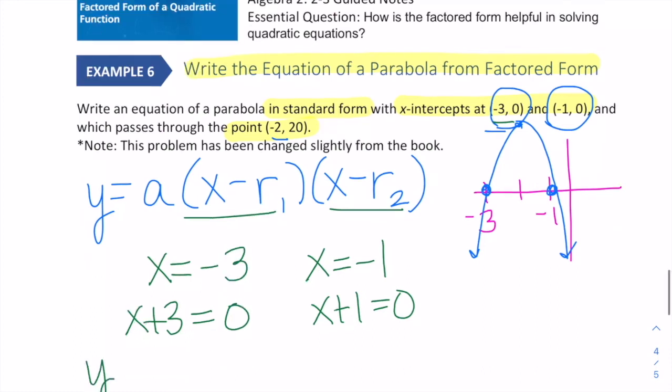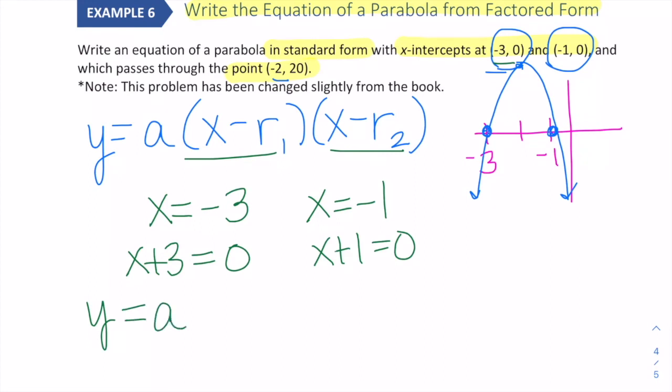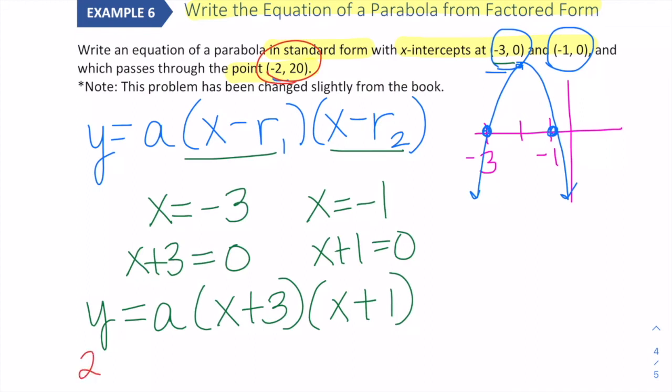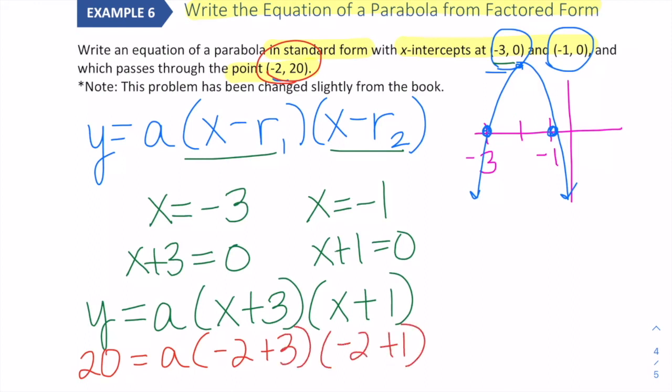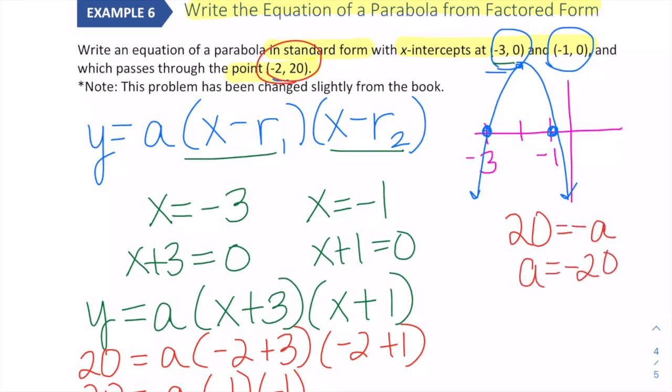Now when we plug that in, the last step we need to do is to find a. And we're going to use the third point here. 20 is our y, and negative 2 is the x, to make sure we can figure out the a. So when I simplify this, this is just going to be 1, and this will be negative 1. So 20 equals negative a, so our a must be negative 20.